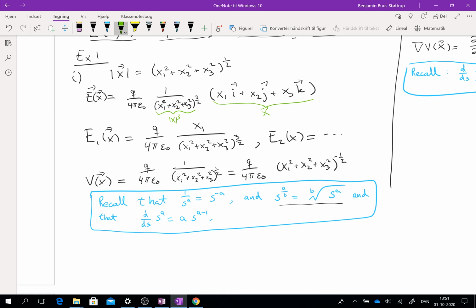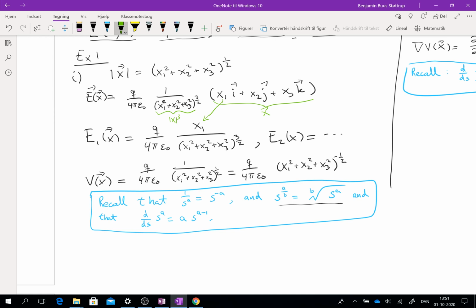So we can identify by considering e1, well, that just corresponds to taking the first component here, so that is basically just this x1 we get down here. And you can do the same for x2 and so on. Okay. And then we have the potential, V.